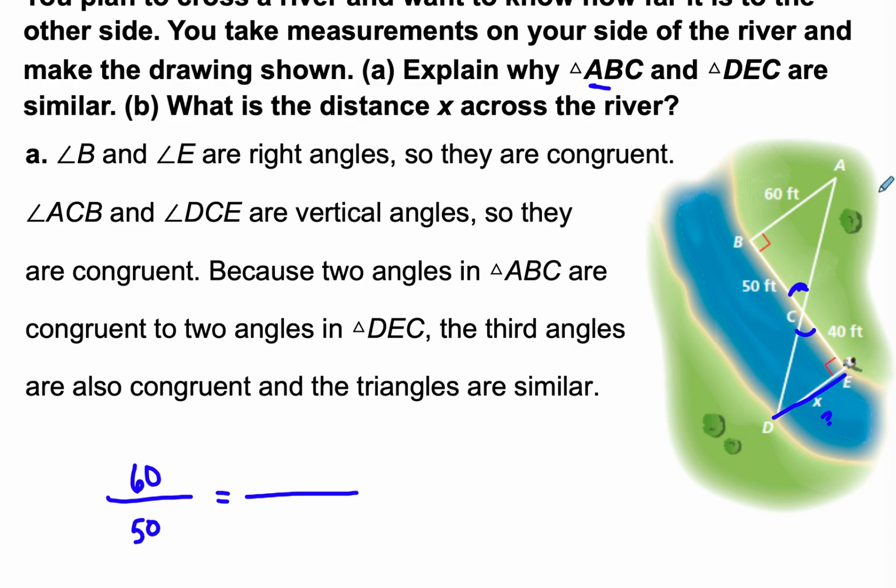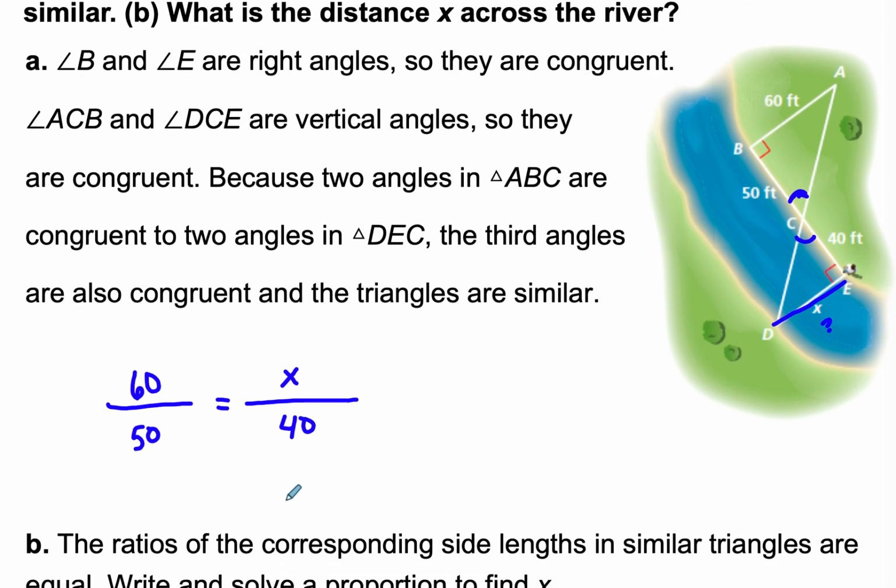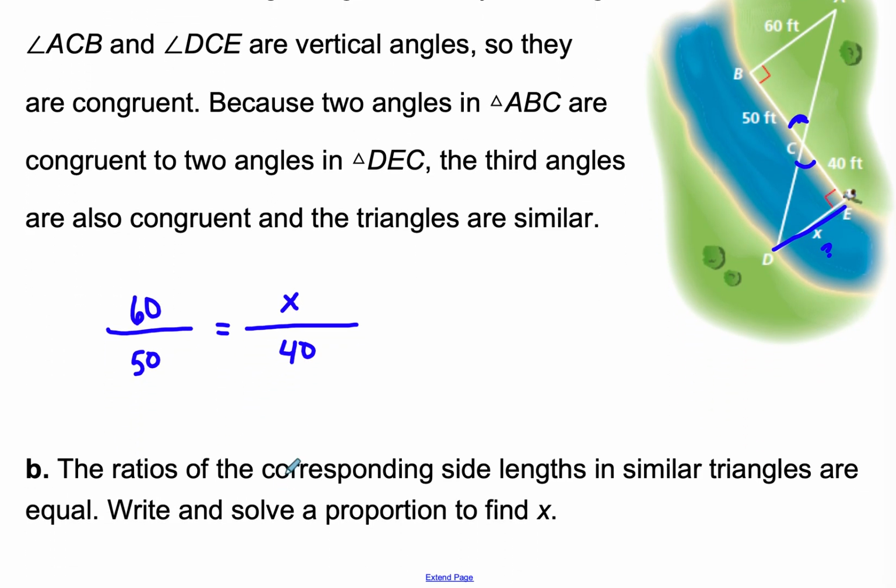And then over here, AB is the one that matches up with DE. They're the first two letters. First two letters here, first two letters here, they match up. And on this side, DE, that's our X. We don't know what it is. And then the side on the triangle we do know is 40. So 50 and 40 match up, and 60 and X match up. So now we have the information we need to solve our proportion.